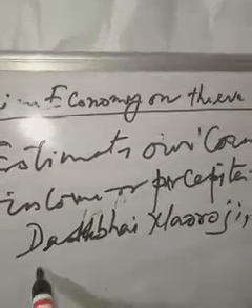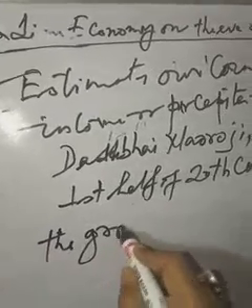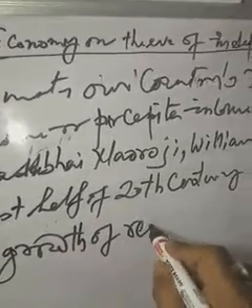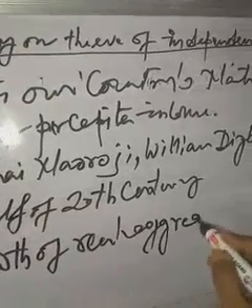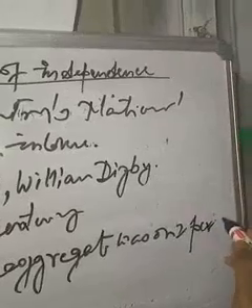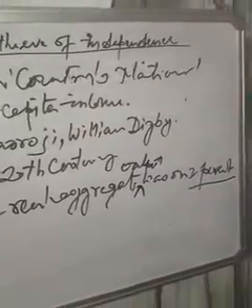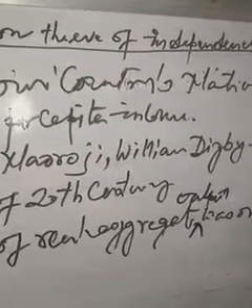They estimated that in the first half of the 20th century, the growth of real aggregate output was only 2%, or we can say less than 2%.